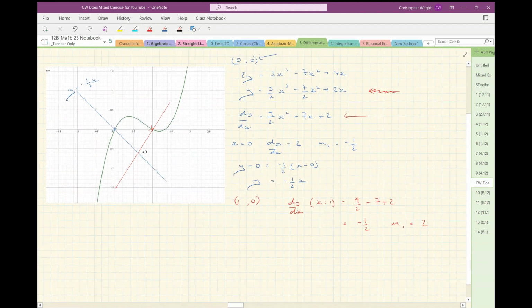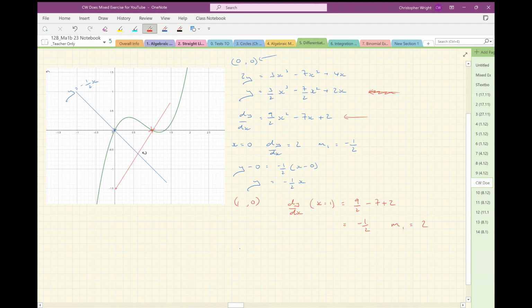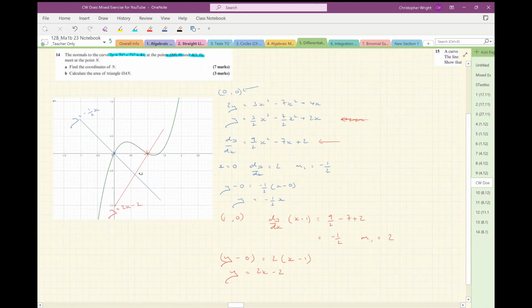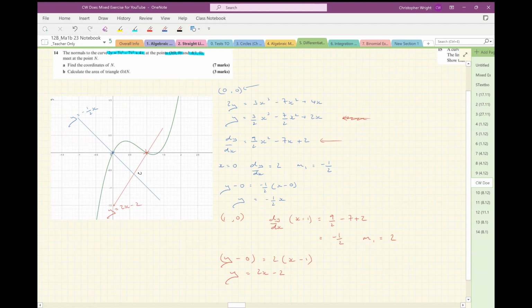So the equation of the normal there, the equation of that line, is going to be y minus y1, so y minus 0 equals 2 times x minus 1. So that's going to be y equals 2x minus 2. So there we go, y equals 2x minus 2. There are the equations of those two normals, and in the question here I'm asked to find the coordinates of their crossing point, the coordinates of the point of intersection.